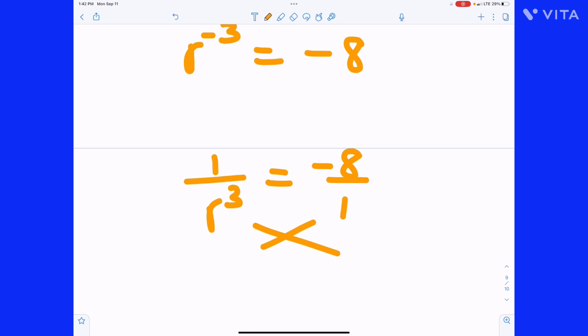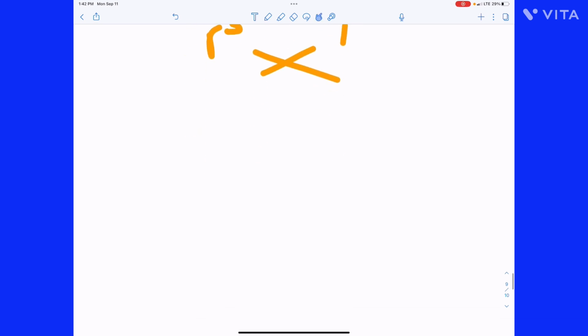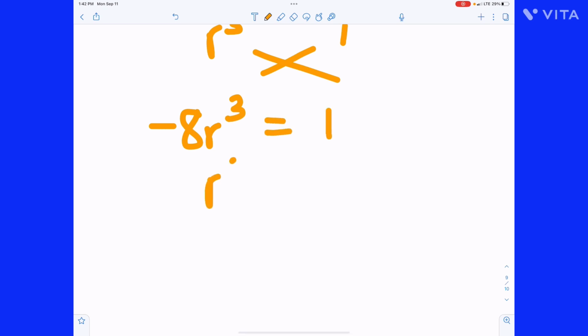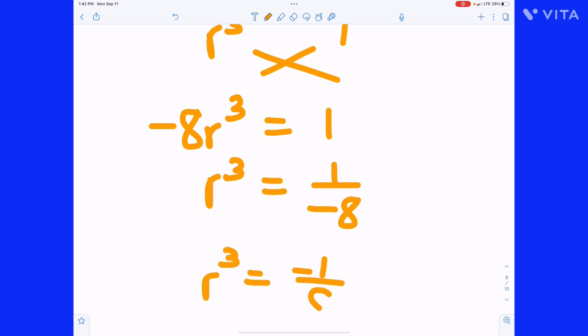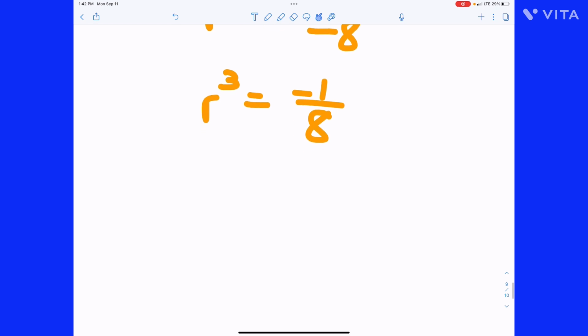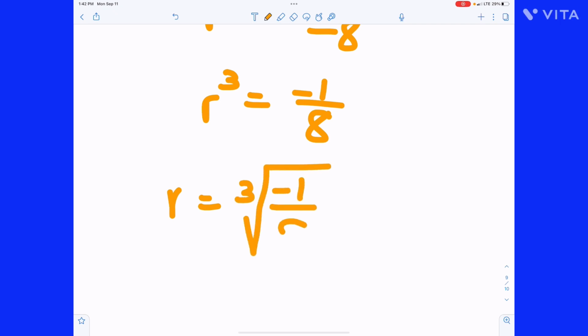So that gives us what? Cross multiply, you get minus 8 r raised to power 3 is 1. So r raised to power 3 is 1 over minus 8. r raised to power 3 is minus 1 over 8. It can be written like that too. So r is going to be cube root of minus 1 over 8.